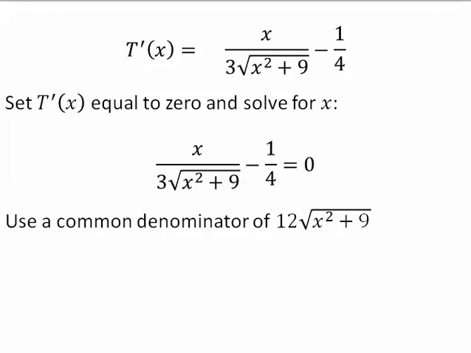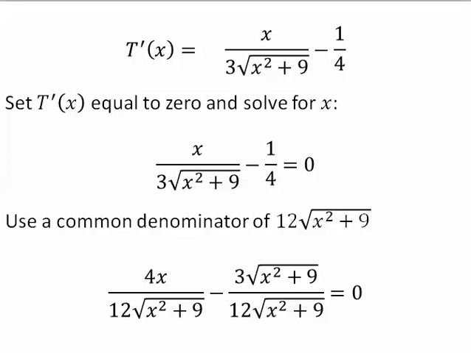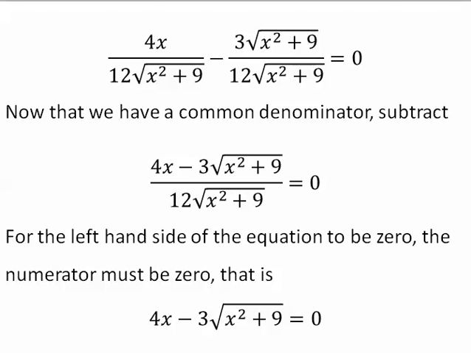Setting t prime equal to 0, we see that we need a common denominator. We get our common denominator, and after we get our common denominator, we're ready to do the subtraction. We subtract and set it equal to 0. Now that we have a common denominator, we can see that the only time the left-hand side of the equation will be 0, we must have that numerator equal to 0. So what does it mean for that numerator to equal 0?